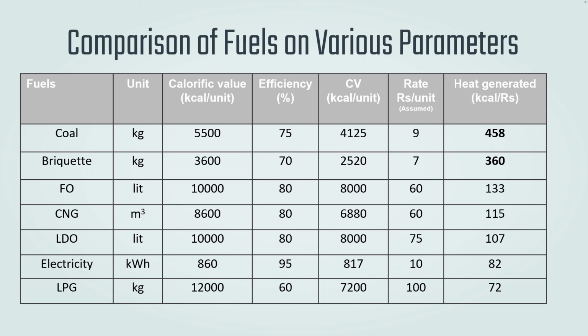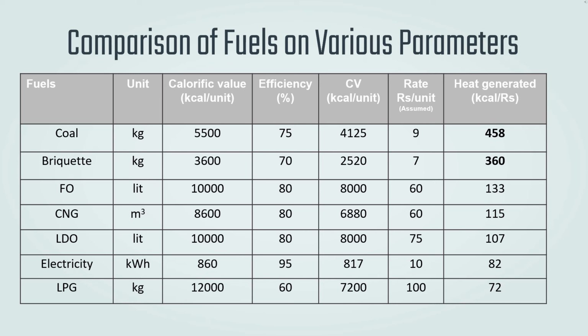The next one is electricity, and it has a calorific value of 860 kilocalories per kilowatt. If it has an efficiency of 95%, then the calorific value we get is 870. And if the rate is 10 rupees per kilowatt, then the heat generated through it is 82 kilocalories per rupee.